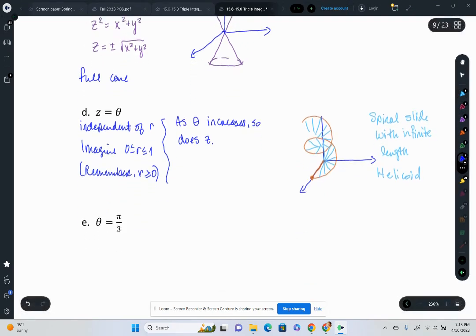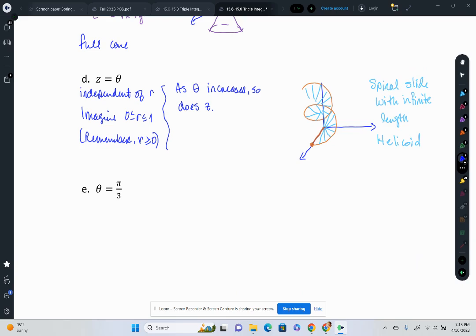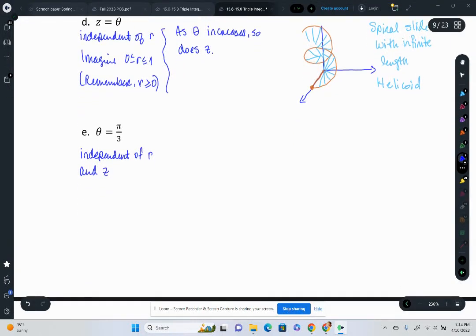All right, theta equals pi thirds. This equation is independent of r and z. Okay, so we have infinite height and we have infinite radius here, but theta is fixed at pi thirds. So let's see what that looks like.